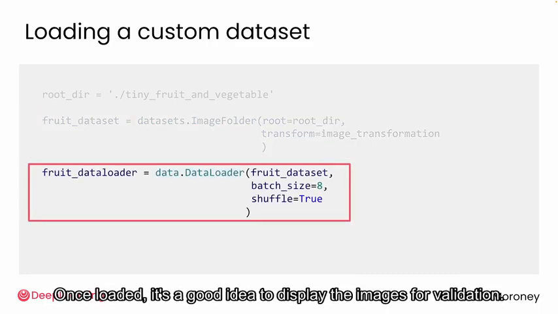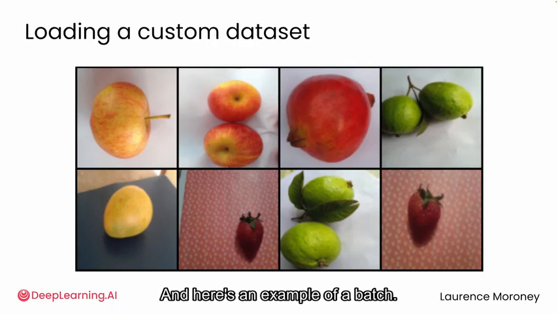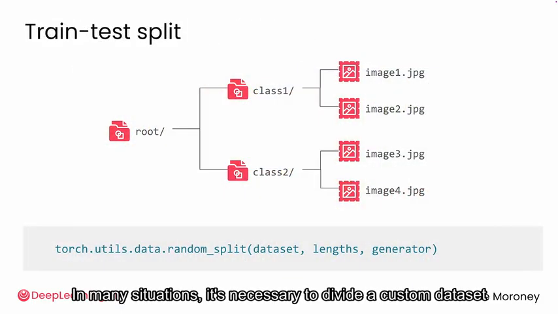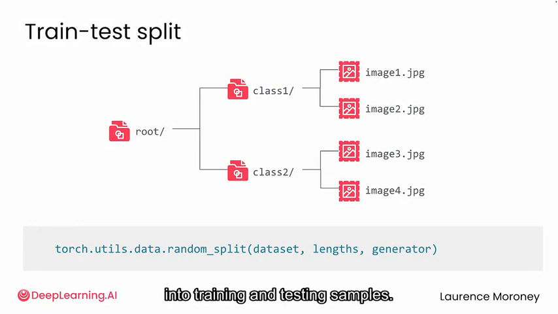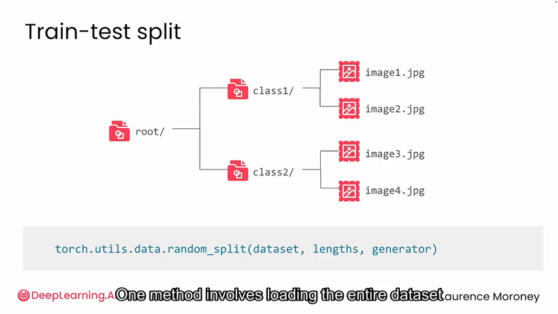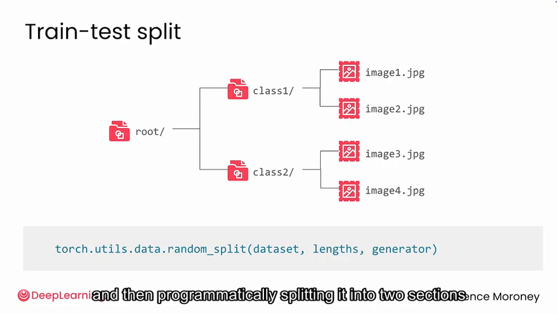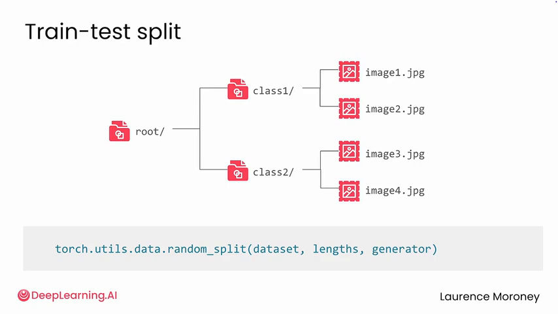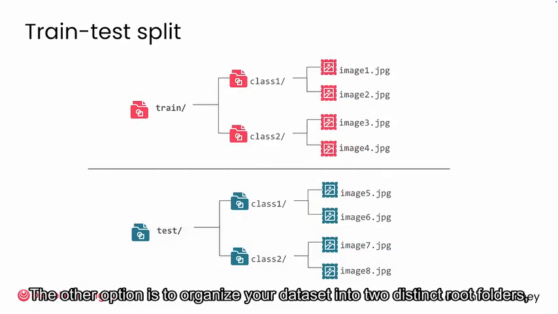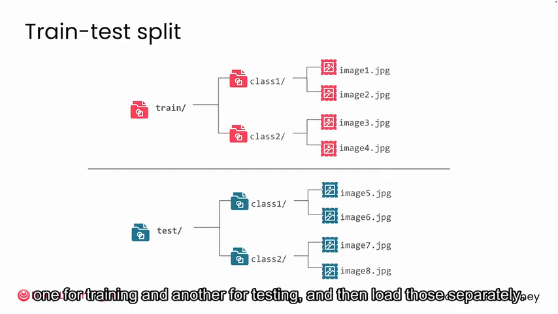Once loaded, it's a good idea to display the images for validation. And here's an example of a batch. In many situations, it's necessary to divide a custom dataset into training and testing samples. There are two primary methods for this. One method involves loading the entire dataset and then programmatically splitting it into two sections using functions like random split. The other option is to organize your dataset into two distinct root folders, one for training and another for testing, and then load those separately.